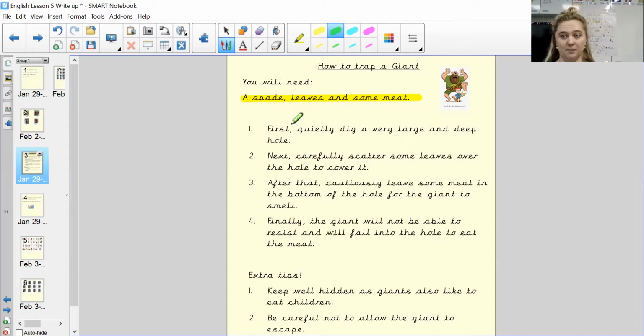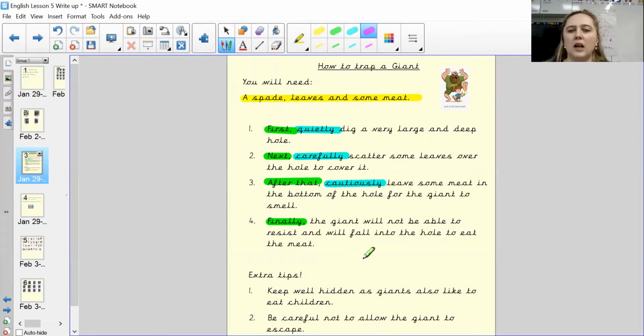The next thing, what have we learnt over the last couple of weeks? Oh, I know. We've talked a lot about time conjunctions, haven't we? So we've got first, comma, next, comma, after that, comma, and finally, comma. Those are our time conjunctions. Those are important to include as well. Okay, we've also talked about adverbs, haven't we? And those adverbs are words to describe how we do the action, aren't they? So we've got quietly, carefully, and cautiously. Okay?